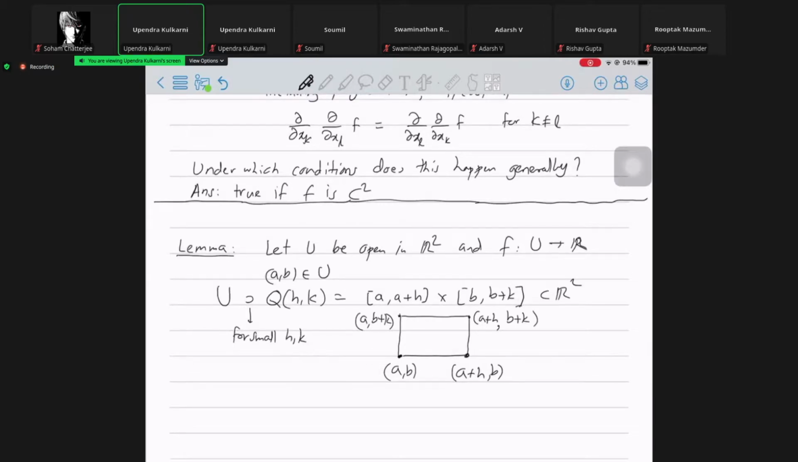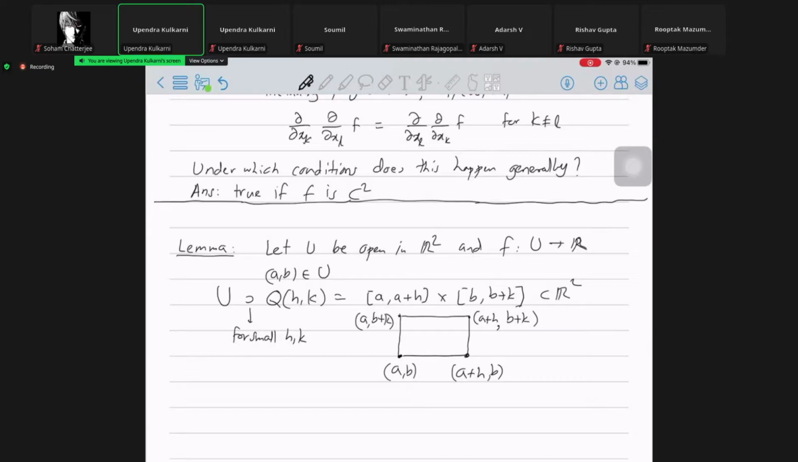Remember, this is an open set. So if (A, B) is in U, then I can put a small circle, a small rectangle, a small square around it; the topologies are all the same. So I can put a small rectangle around this. Assume that the entire rectangle is contained in U.